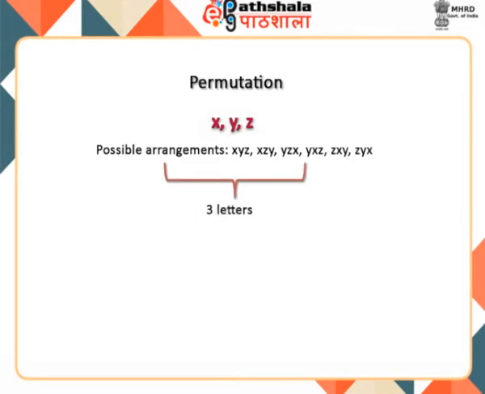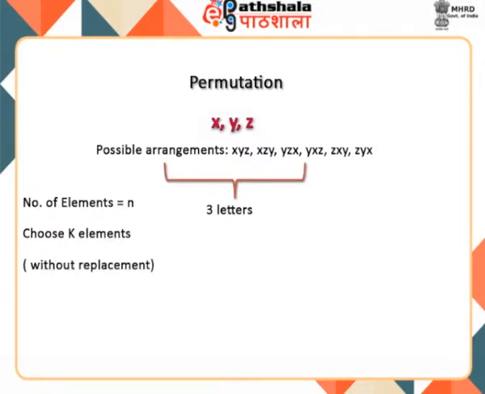We can define permutation as follows. Suppose a set has n elements and an experiment consists of choosing k elements out of the total without replacement. It implies that each outcome consists of k elements in the order selected. Each outcome is then called a permutation of n elements taken k at a time. It is denoted by P(n,k) and is equal to n factorial divided by (n minus k) factorial. The order of the elements matters in a permutation.